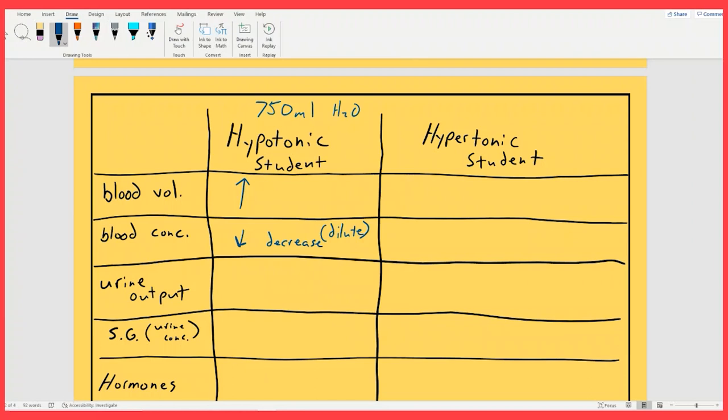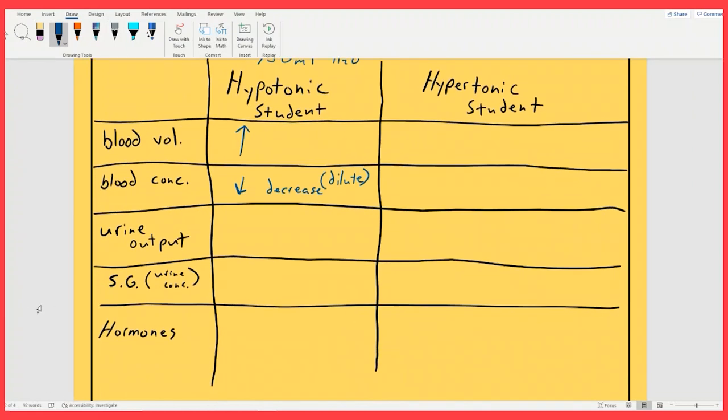Way down. So if we look at our person again, our hypotonic student, their urine output is increasing, isn't it? Going up. As expected, their specific gravity going down.